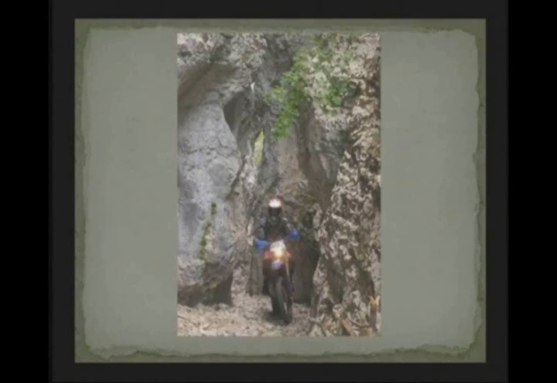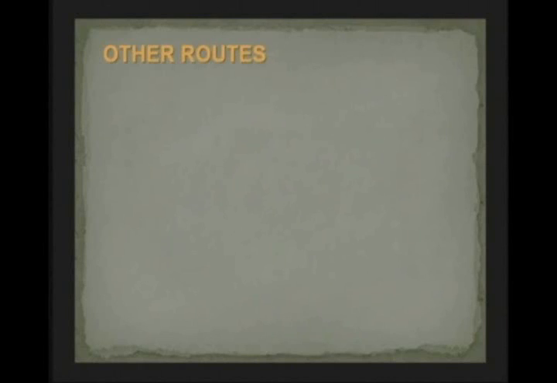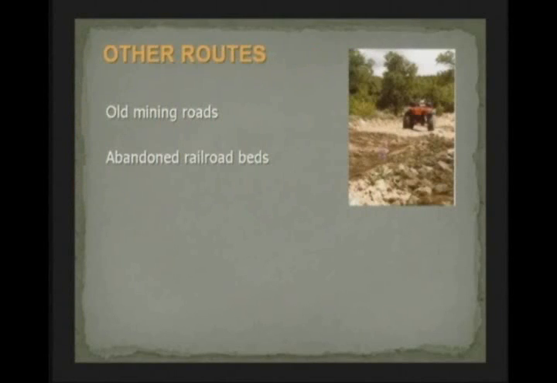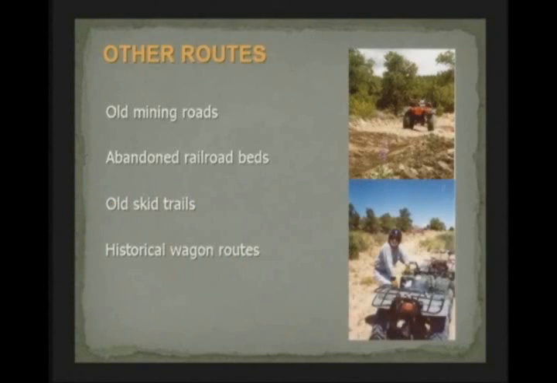Here is another desirable feature. Do you think at the end of this ride he'll remember this spot? What other routes may be worth considering? Old mining roads, abandoned railroad beds, old skid trails, historical wagon routes. All of these might provide appropriate riding as well as interpretive opportunities.